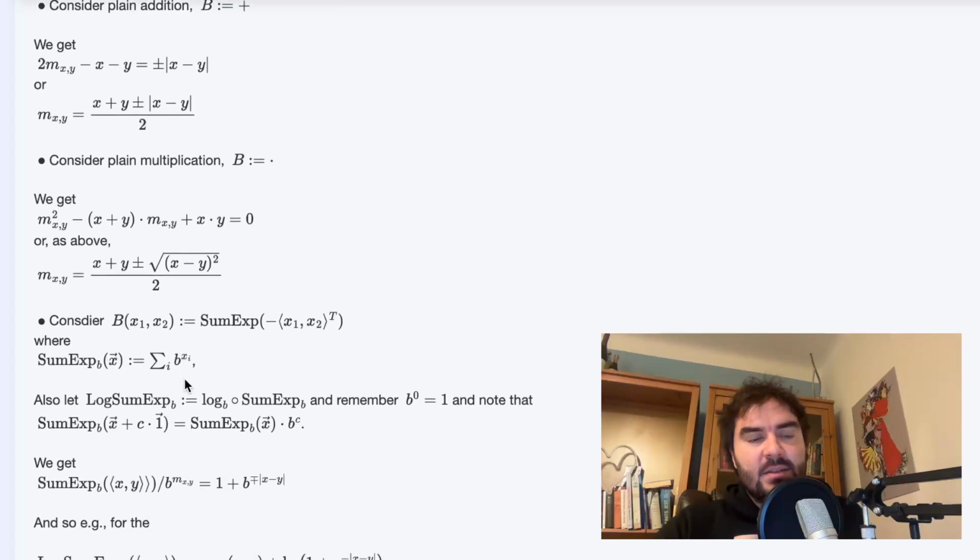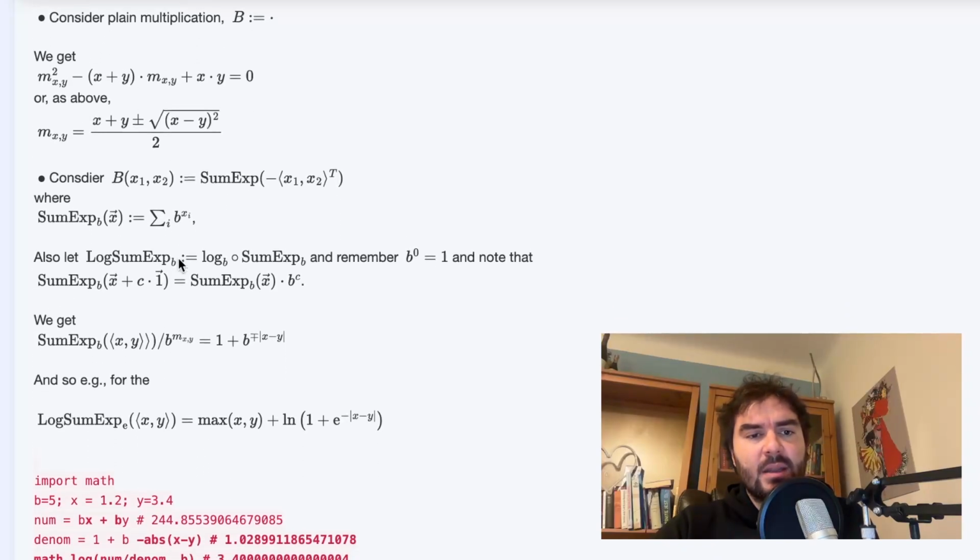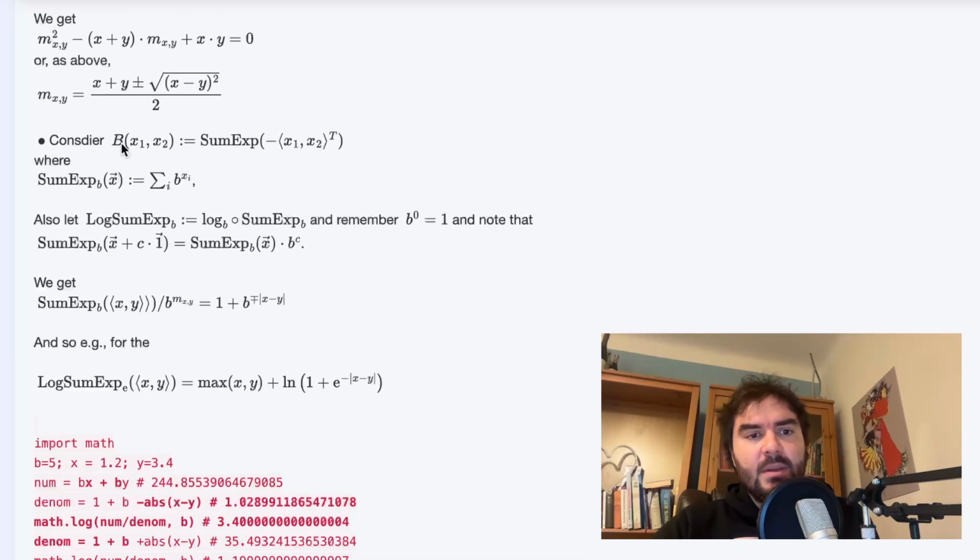The second most simple symmetric function might be the multiplication. You plug that in, then the equation becomes this second degree polynomial equation, and then you solve it, and basically the same thing comes out again. The absolute value is just written here in terms of the square root of the square. And now the last relevant case, if B is the SumExp with a minus sign here.